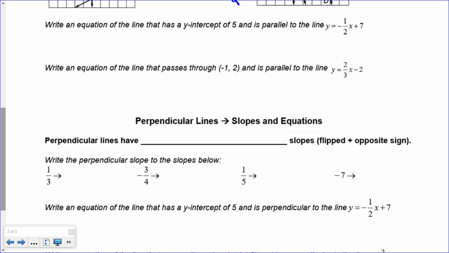Well, what two things do you need in order to write point slope form? You need a point and a slope. Did they give me a point, like an x and a y here? No, so I can't use point slope. I'm going to be using slope intercept. So I'm going to write that down, y equals mx plus b.